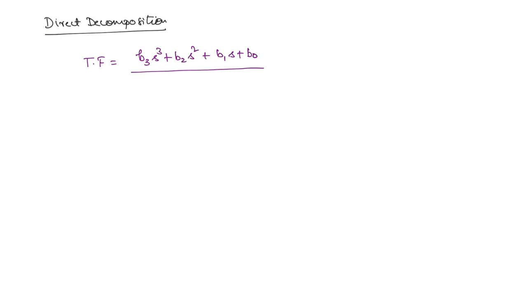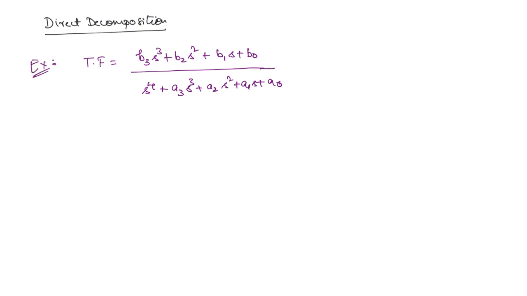So we will first start with the direct decomposition. Now, for what kind of functions do we use direct decomposition? The transfer function will usually be in the form of a numerator polynomial divided by the denominator polynomial. You don't have to factorize it. So that is b3 s cube plus b2 s square plus b1 s plus b0, divided by s to the power 4 plus a3 s cube plus a2 s square plus a1 s plus a0. This is only an example.